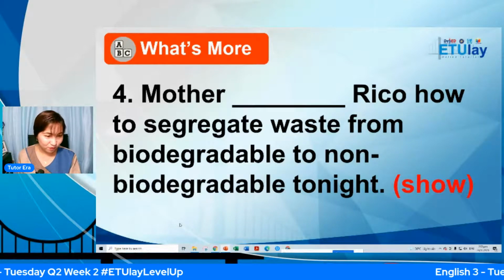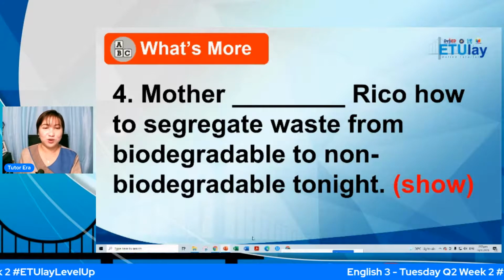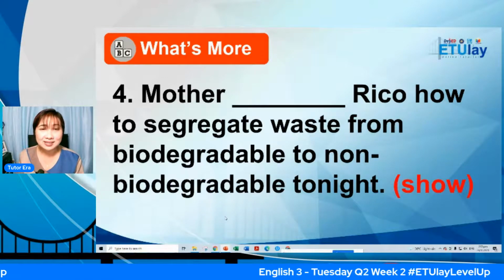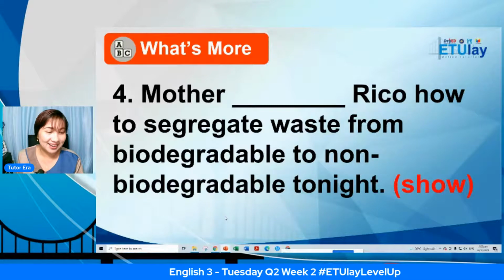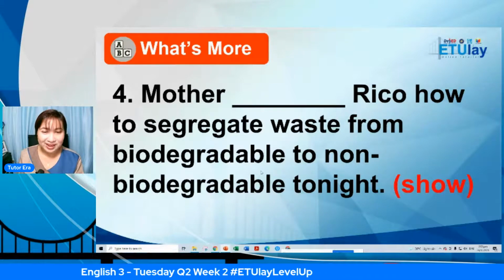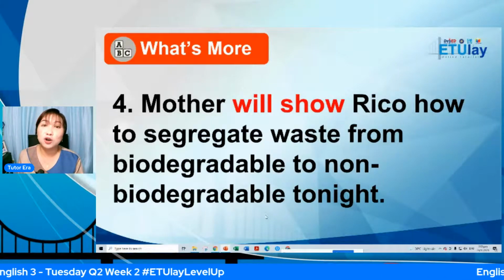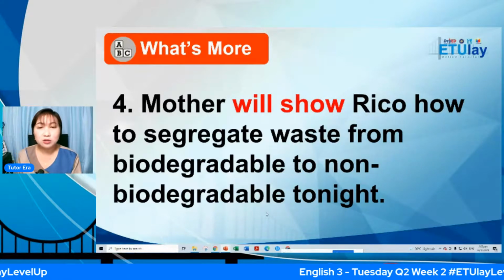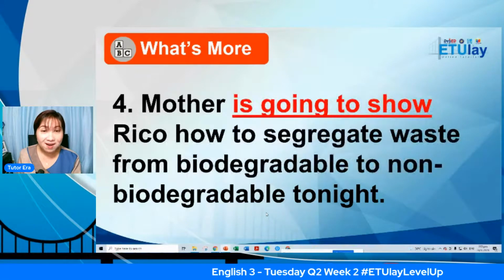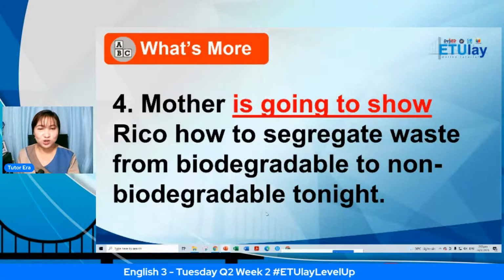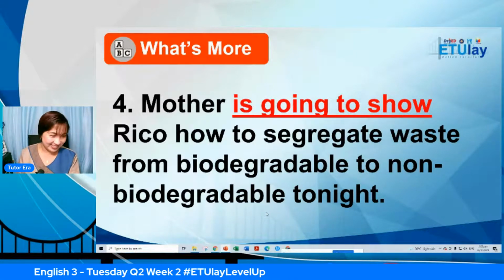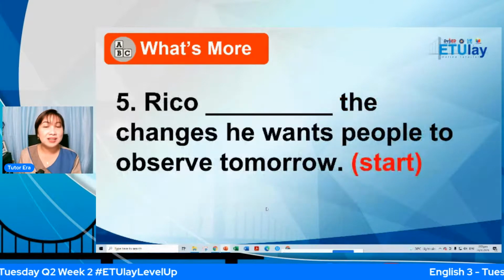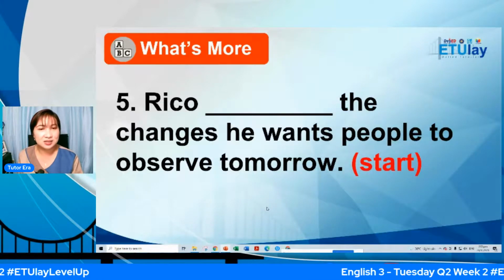We are now on number 4. Clint is going to show, all right? So why did we use is? What is our subject here? Our subject is mother, and mother is singular. So one of the answers is mother will show Rico how to segregate waste, or mother is going to show Rico how to segregate waste. All right, very good.